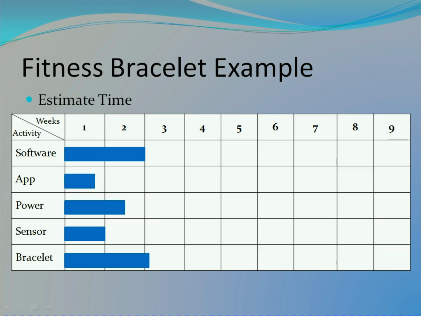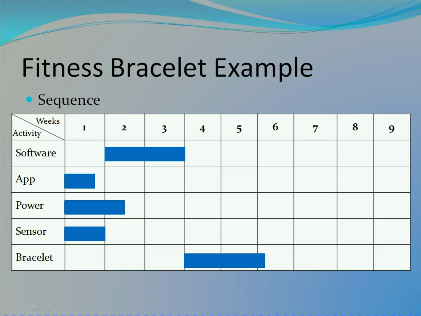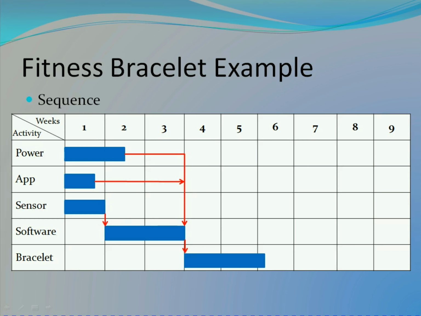We then consider the sequence of development and which activities rely on each other. In our case, we assess that application, power and sensor design can all start together and have no dependency on each other. Software design cannot begin until the sensor design is complete, and bracelet design cannot begin until all others are complete. So we see our critical path as being sensor, software and bracelet design.